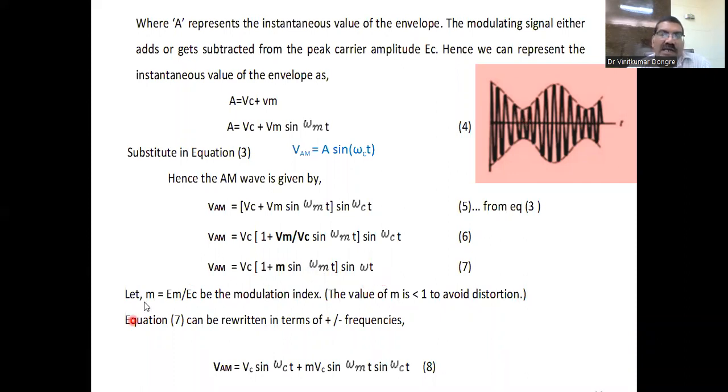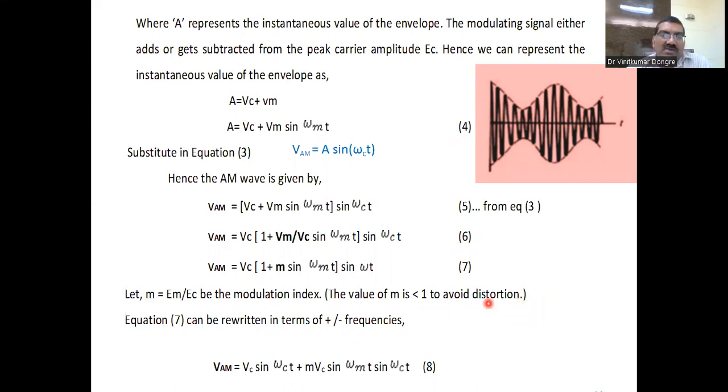Okay. Let m equal, what is this m? We know, that is V_M by V_C or E_M by E_C. Okay, it is the modulation index. The value of m is kept less than 1 to avoid distortion. So what we are doing is taking the value of m less than 1.